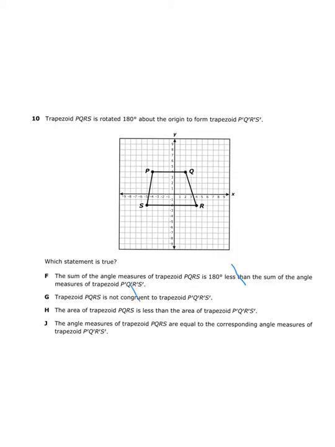H says the area is less. That's not true. It didn't change. J says the angle measures are equal. So that's what you're looking for because on a rotation, nothing is going to change. The only time it changes is with a dilation.